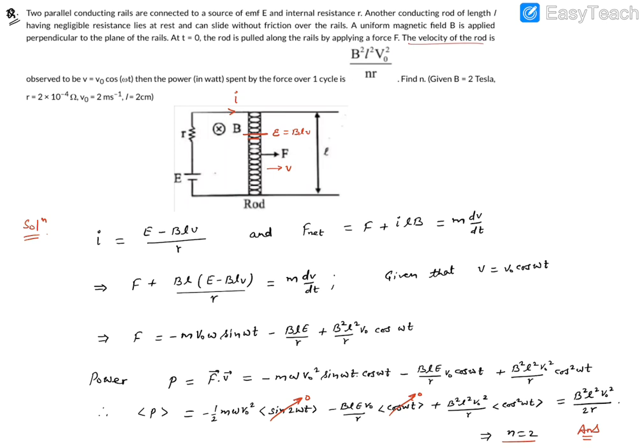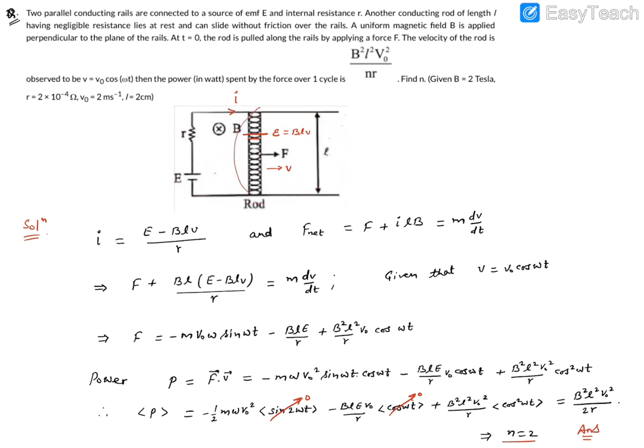The velocity of the rod is observed to be a function of time as v equals v naught cos omega t. What we need to find is the power spent by this force over one cycle. It will be this kind of relation, and we need to identify what this n value is. If required, numerical values are also known to us. Also, this is the figure.